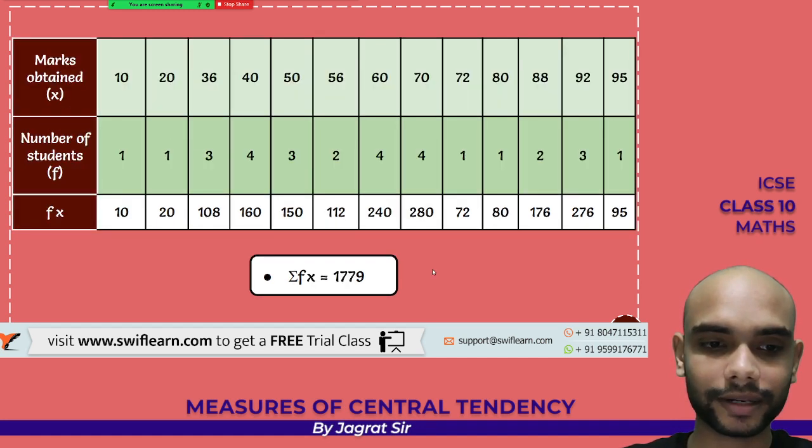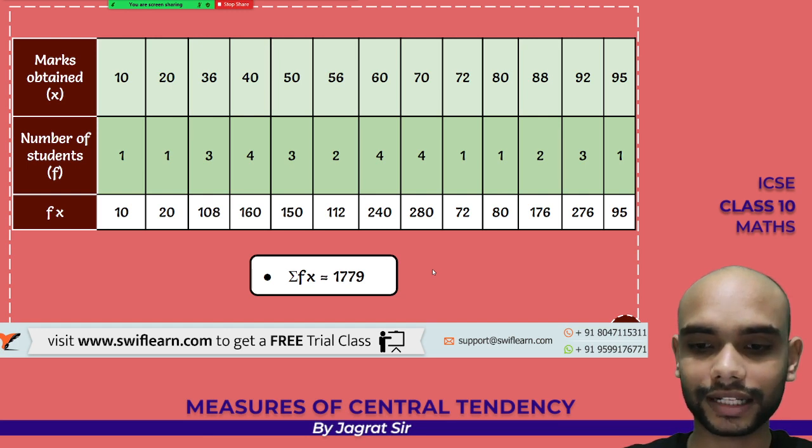So first step was multiplying these two. So 10, 20, 108. We are multiplying these two numbers, okay beta? 36 multiplied by 3, 40 multiplied by 4, 50 multiplied by 3. This is how we are getting these numbers, because this is fx, right?